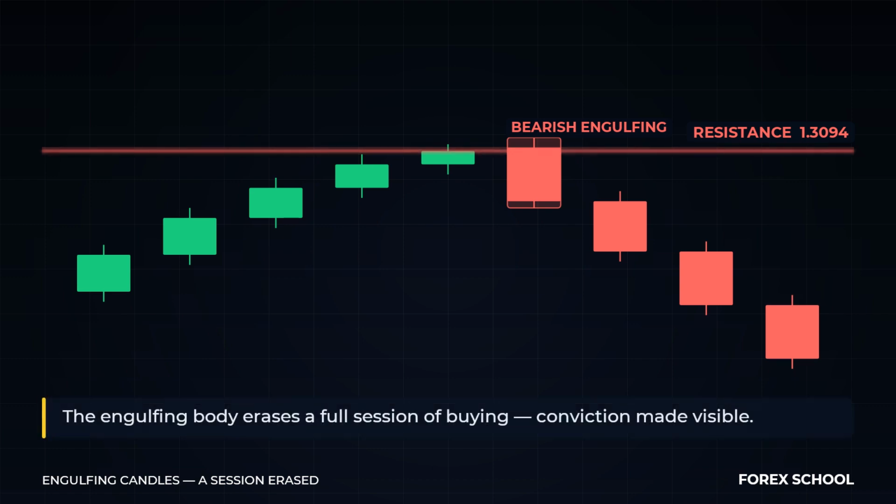Every late buyer is now trapped above the market. Watch what follows: 3 heavy sessions straight down, with no meaningful bounce. The engulfing candle didn't cause the fall, it revealed that the buying was already exhausted, and that the sellers had taken the wheel at a level that mattered.